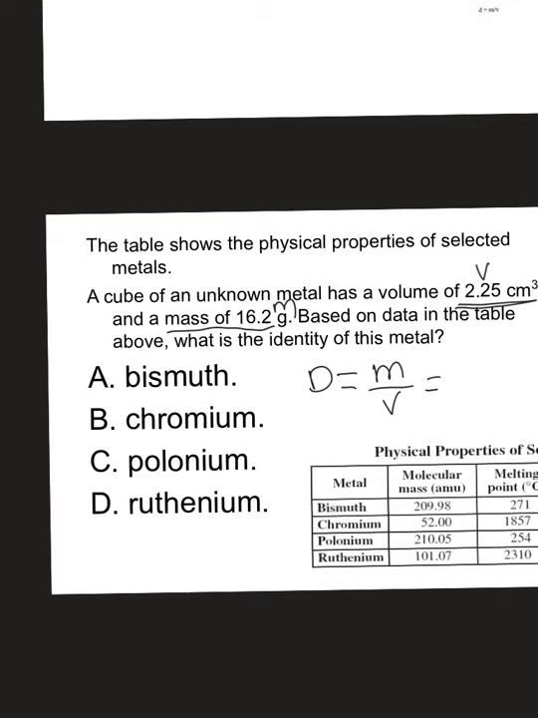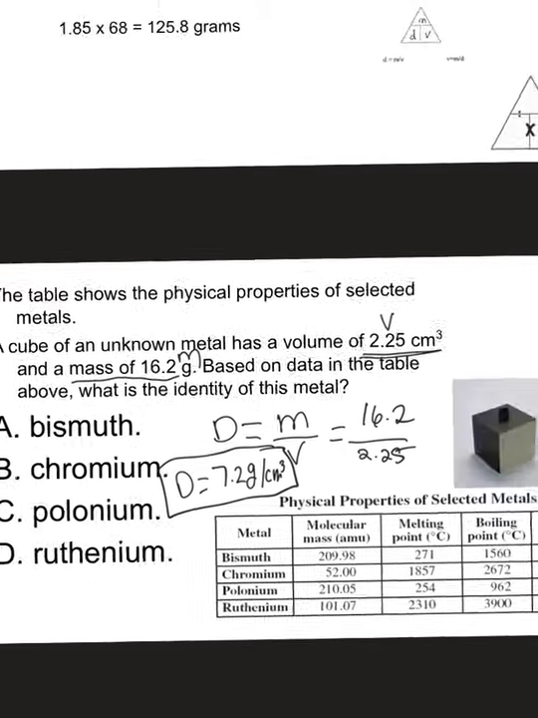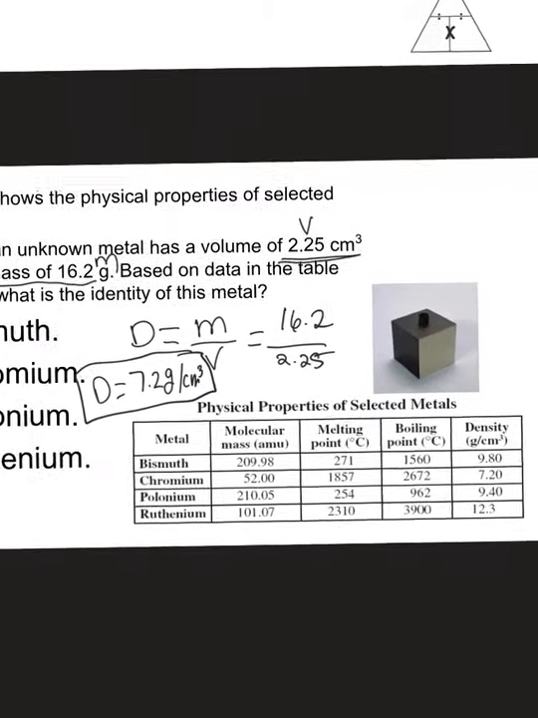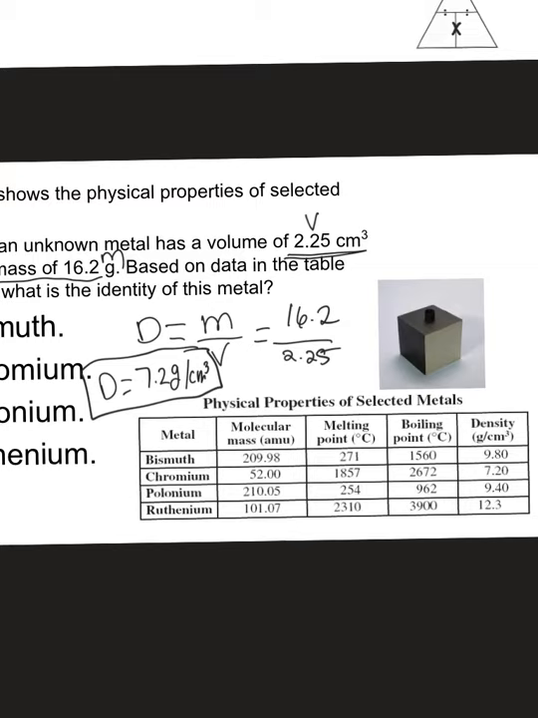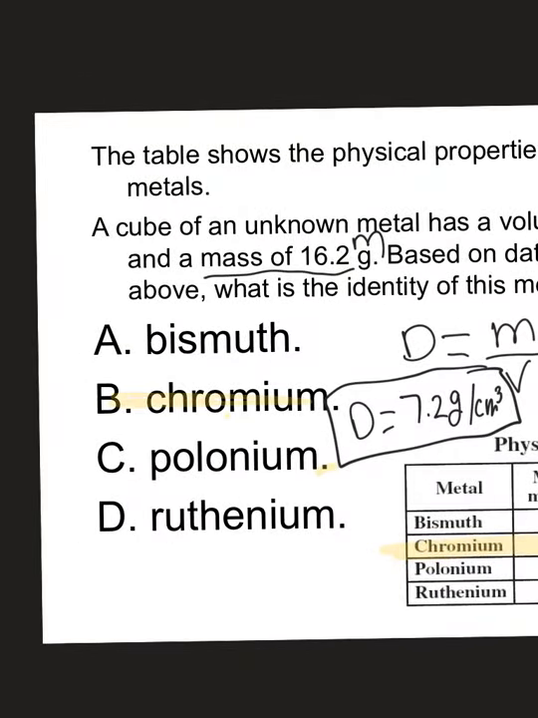So in this case, density is equal to, our mass is 16.2 and our volume is 2.25. So I'm going to plug that into my calculator. 16.2 divided by 2.25, and I get that density is equal to 7.2 grams per centimeter cubed. Perfect. Now I'm going to go over here to my chart and see which density matches up with 7.2. You're looking at this row? This table tells me that any type of chromium, it doesn't matter if it's small, medium, or large, is going to have the density of 7.2. So I calculated 7.2. So that's obviously my answer. So I'm going to go with B, chromium.